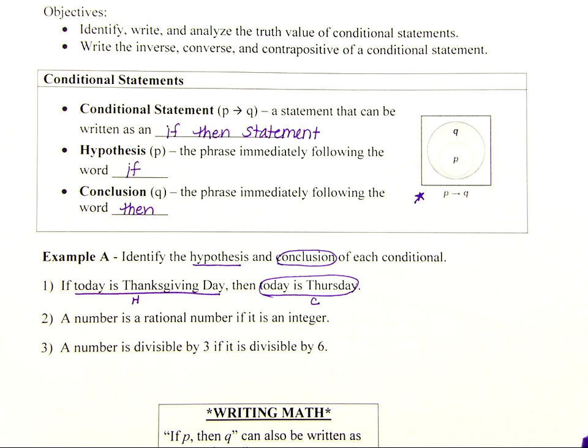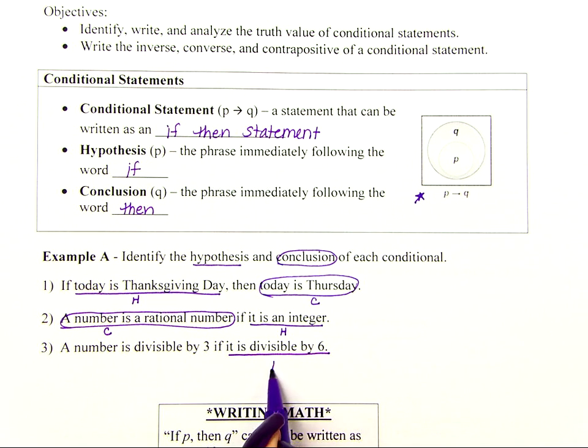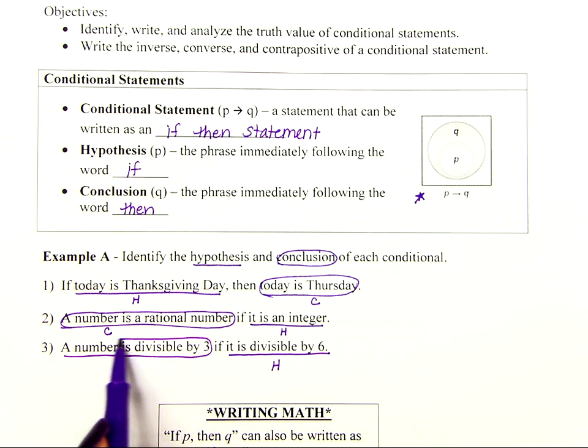Sometimes you have an if-then statement. It's not necessarily in the order of if-then. As you look at number 2, it says a number is a rational number if it is an integer. In this case, my hypothesis comes at the end of my statement, and my conclusion at the beginning. Number 3 says a number is divisible by 3 if it is divisible by 6. And again, it is divisible by 6 being my hypothesis. My conclusion, a number is divisible by 3.